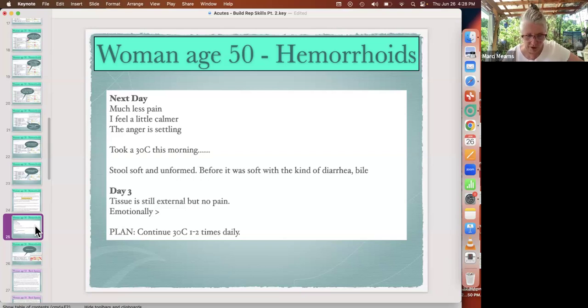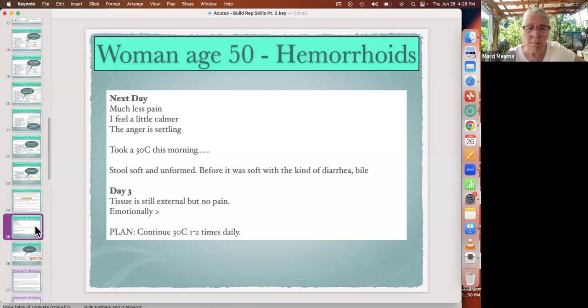And because I've been working with this patient for many, many years, and she's very in tune with herself, I just had her continue the 30C once or twice a day for the next few days. And that was the end of that. Okay.